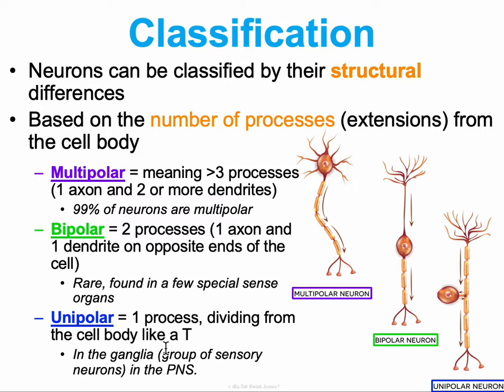Then we have unipolar. This is just going to have 1 process, and it's going to divide from the cell body like a T. So we've got our cell body, and then it divides like a T. This is going to be found in the ganglia, which again, that's just a group of sensory neurons. So it makes a lot of sense that our sensory receptors are going to be unipolar because they are just taking in sensory stimuli and sending that information in one direction. So they're sending it towards the central nervous system to be processed. So that's why it's going in one direction there, even though it kind of breaks off into 2 to look like a T. So 3 different types of structural classifications there.